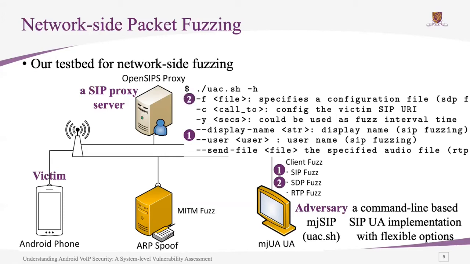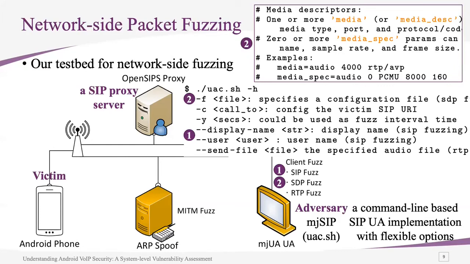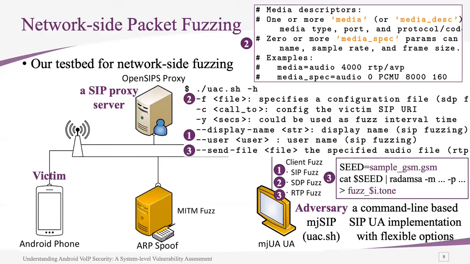Secondly, for the SDP fuzzing, we need to specify a multimedia configuration file. Here shows the media descriptors we can manipulate, mainly the media parameter and the media specification parameter. Lastly, for the RTP fuzzing, we also need to generate different formats of audio files. So we will first generate a seed audio file, then we use this command to manipulate the seed audio file into different audio files. Besides this kind of direct fuzzing that generates new VoIP traffic, we further launch man-in-the-middle fuzzing that can leverage existing VoIP traffic.